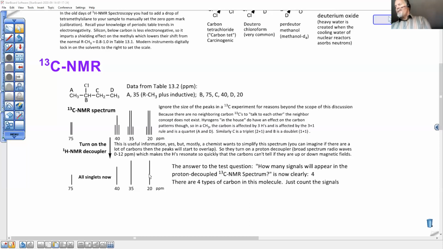So one question could be, I'll give you a picture here and ask you how many signals would be in the C13 spectrum that's proton decoupled for that molecule, and your answer would be 4, because that's one type of carbon. It's different than the D because it's on a CH2 over here and it's on a CH over here. They're different. This is unique and this is unique. 4 unique types of carbon.